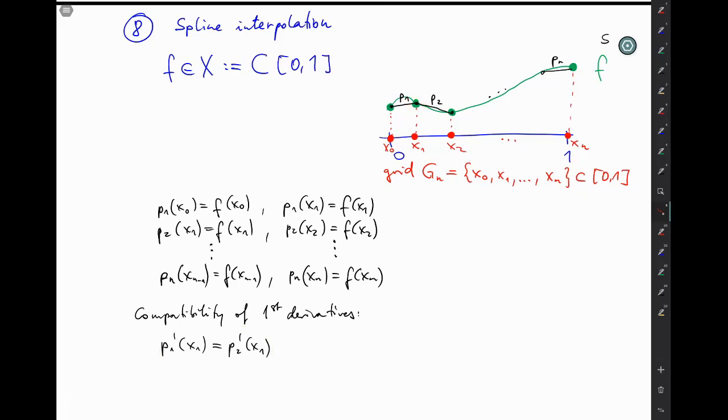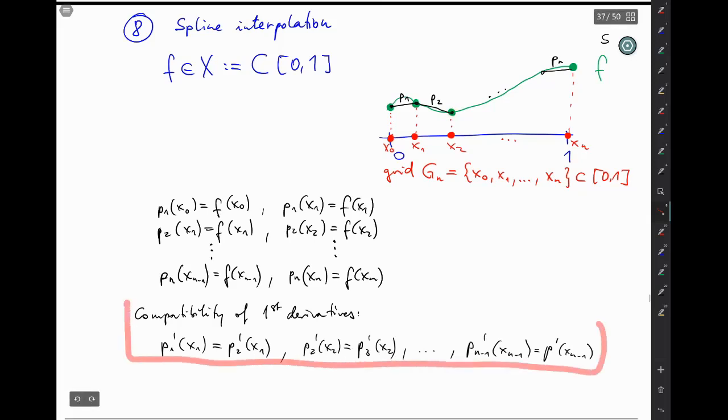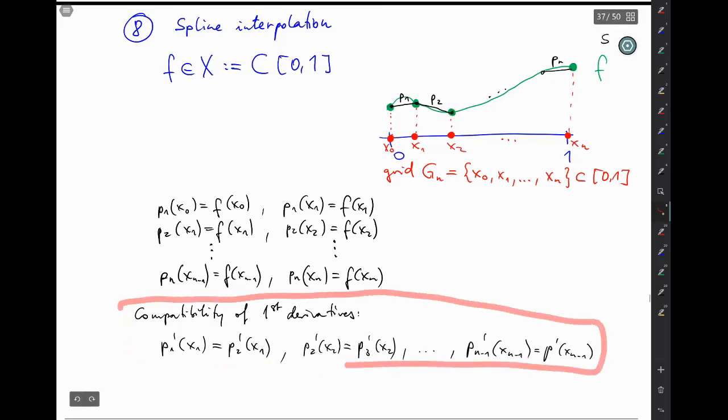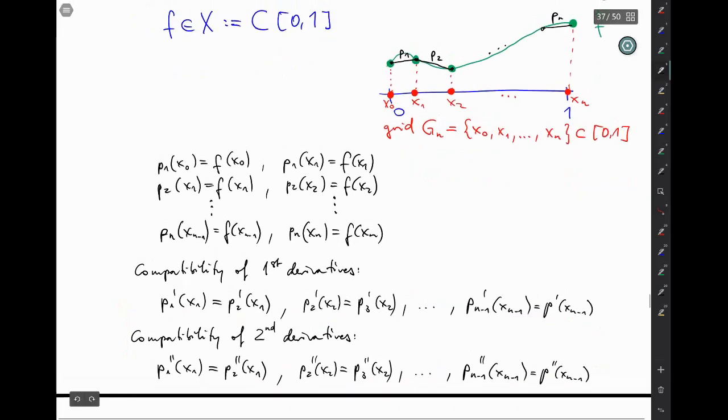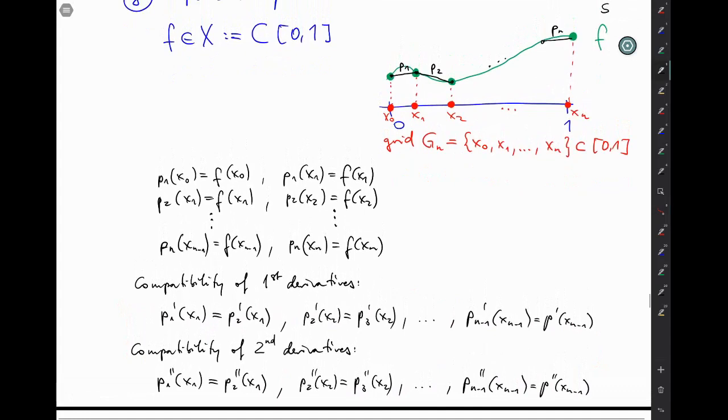Okay, in the same style you would assume equality of first derivatives of P2 and P3 at matching point x2 and so on. And if you want, you can even copy the same line for second derivatives and so on. Okay, so we should formulate the task.